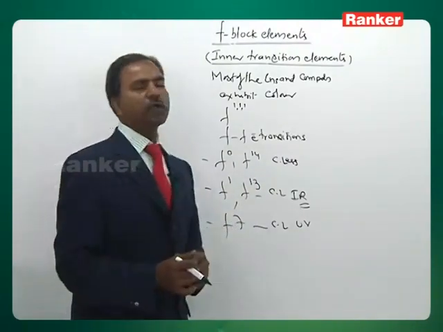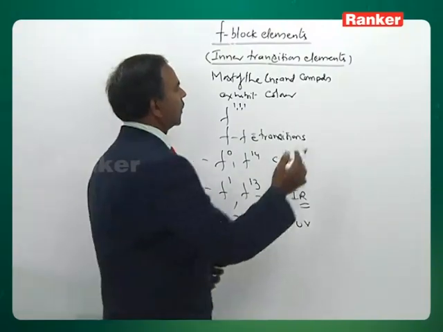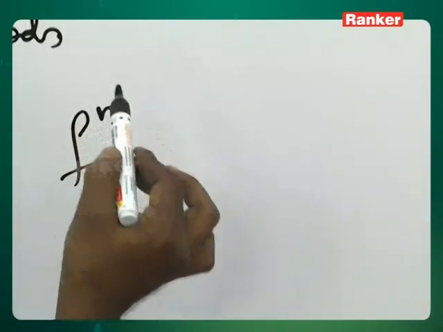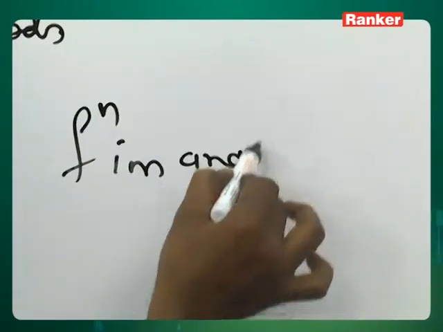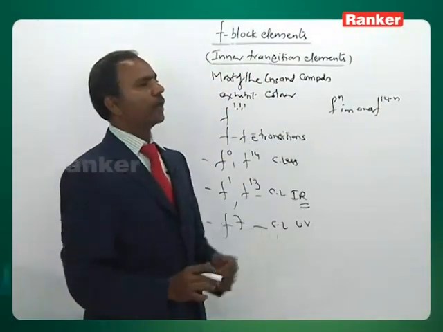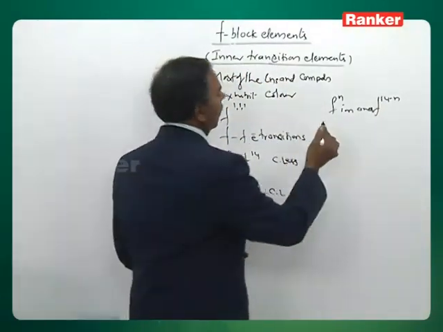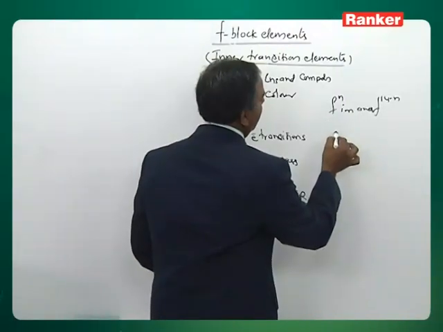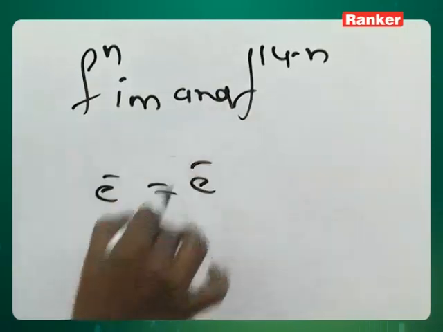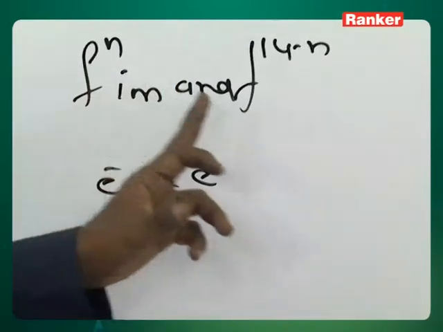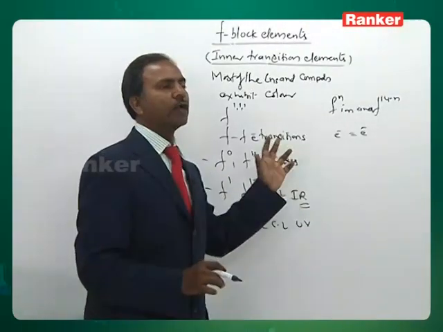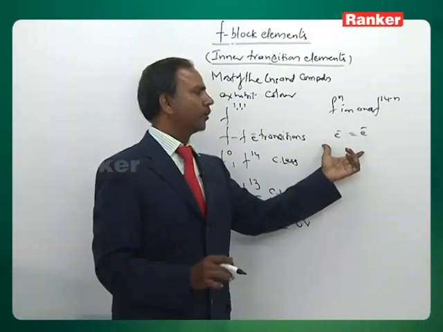Next, in the case of lanthanides, the fn ions and f14-n ions. Consider the lanthanide ions which are carrying the same number of unpaired electrons. The pairs that carry the same number of unpaired electrons are found to have more or less the same color.